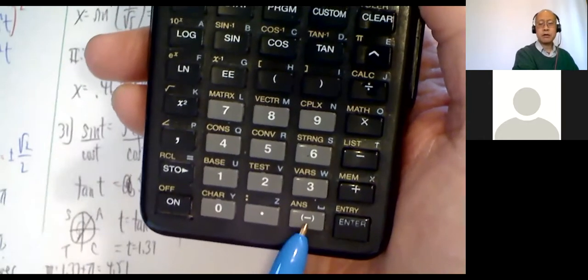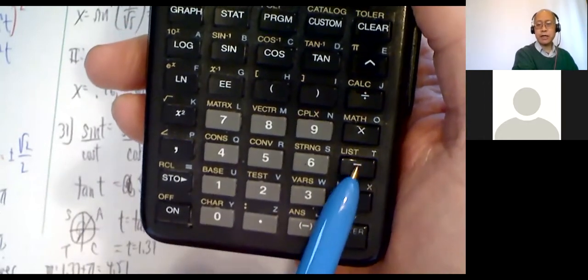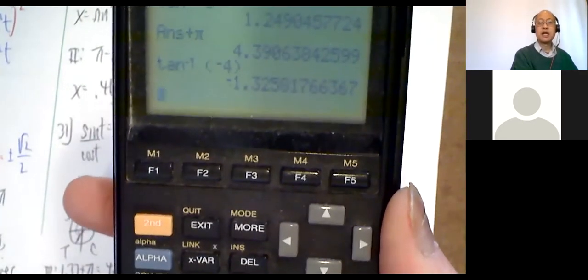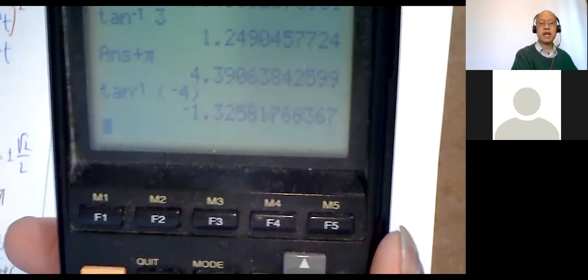Reminder, to get a -4, you hit this button down here, not this one. This is the subtraction button. This is to make a negative. Inverse tangent of -4. -1.325 means -1.33.